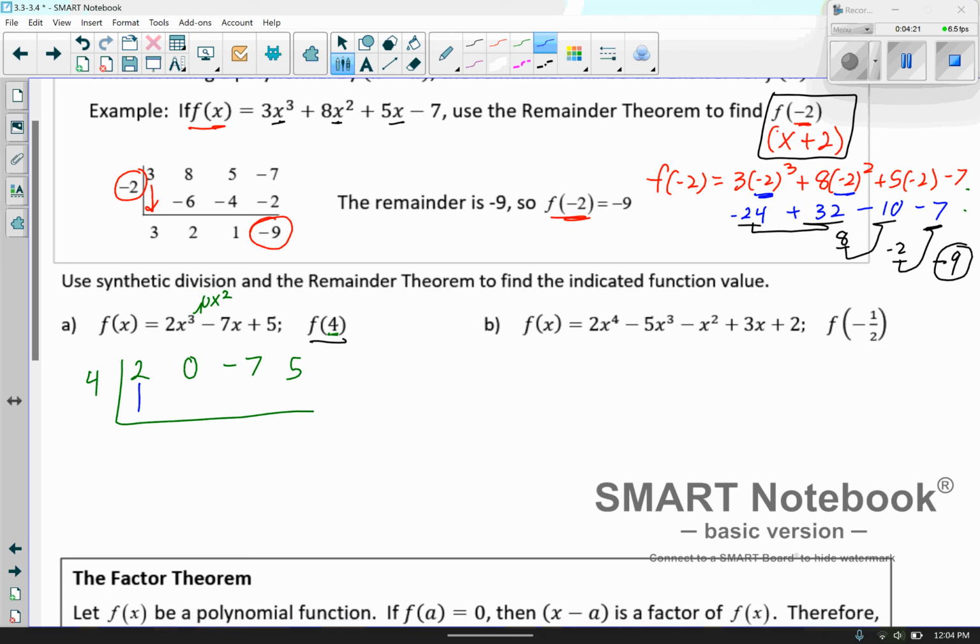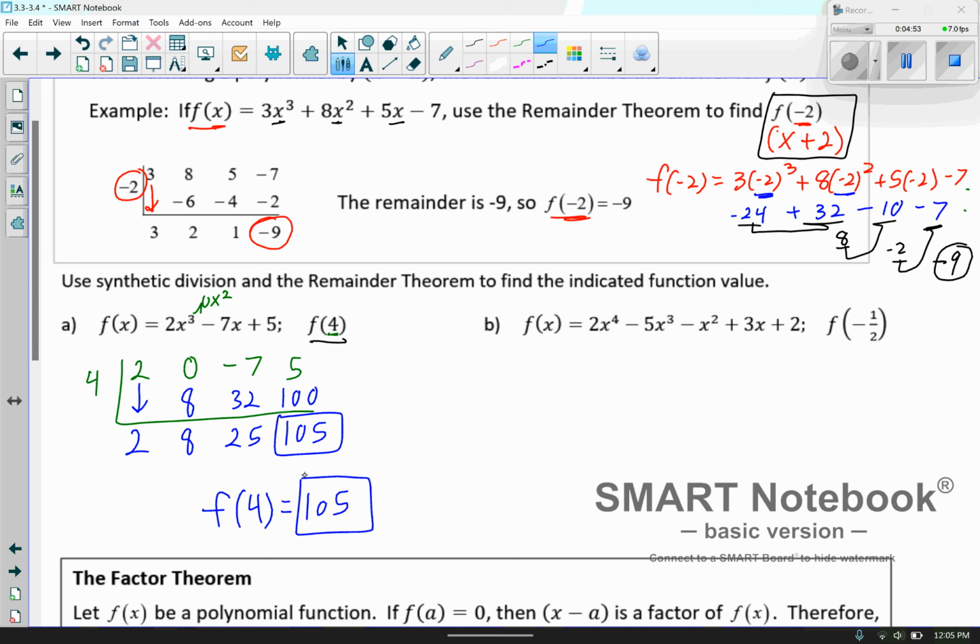And then what we'll do here is we'll drop the first value and then just do your process. 2 times 4 is 8. Add those together. 8 times 4 is 32. Then we'll add those together. Let's see, that should give us 25. 25 times 4 is 100. When we add that together, it's going to be 105. And so that is my answer. F of 4 is equal to 105. So that's my answer.